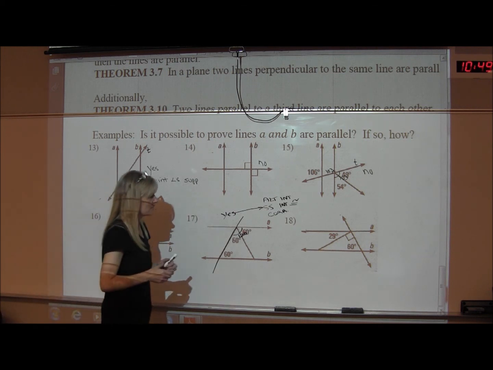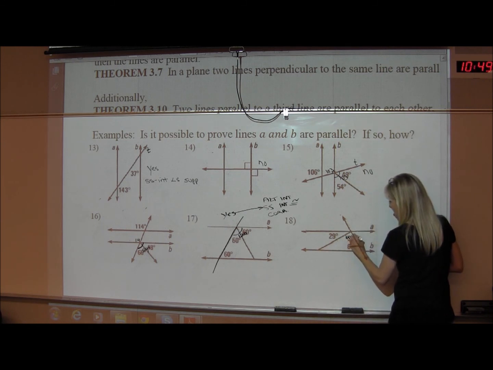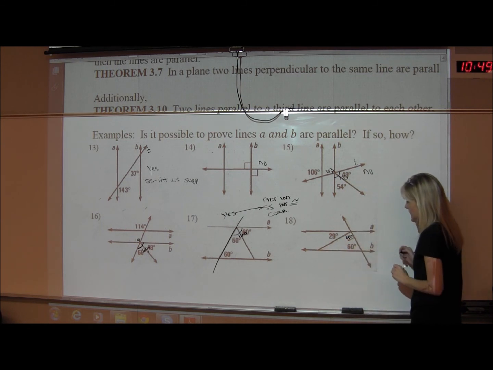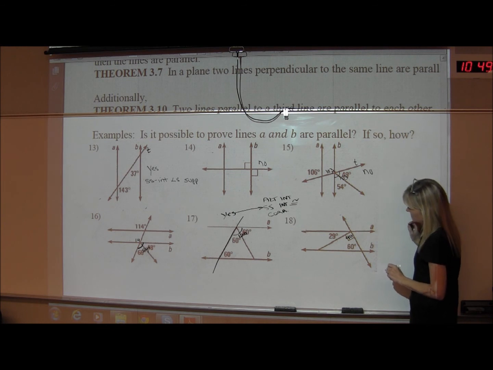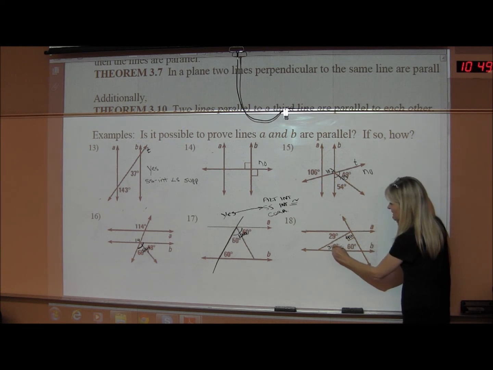It has a right angle, so this is 90. And this is 60. What do you know about this? Remember the three angles of a triangle, what they have to add to? 180, so this has to be 30.